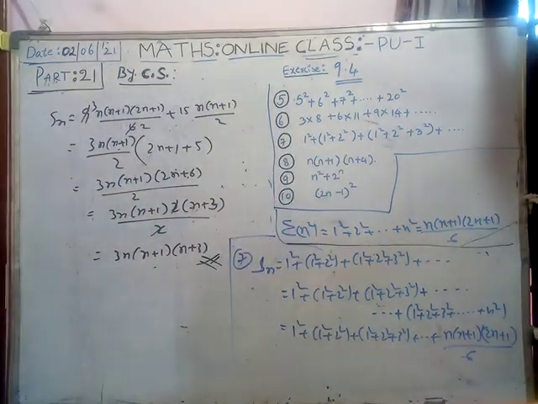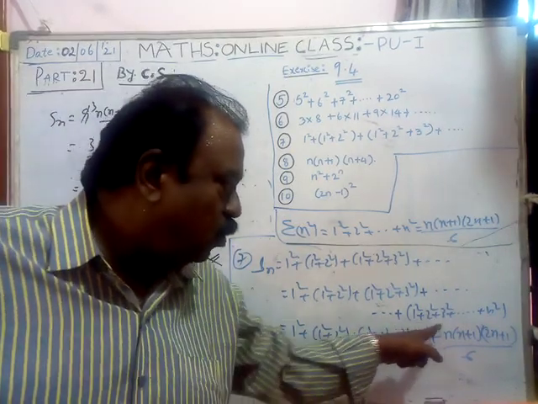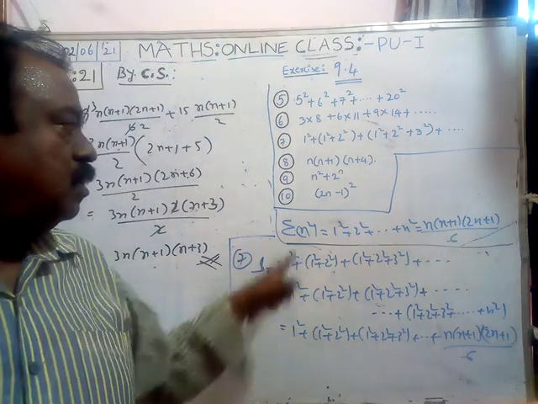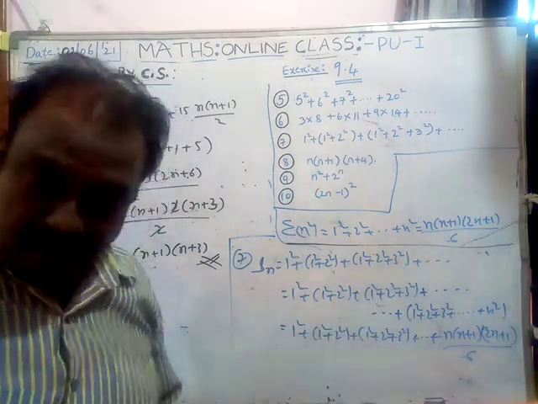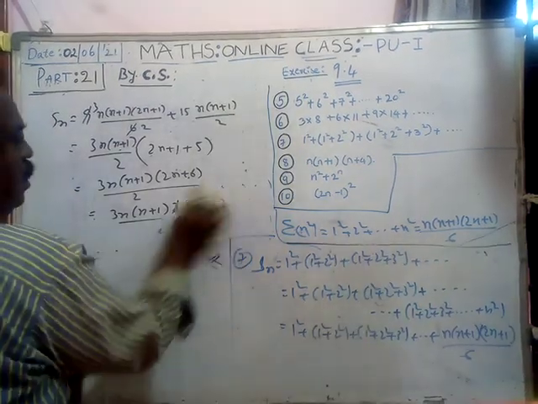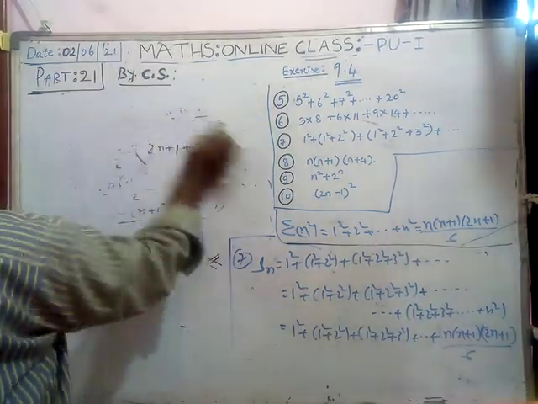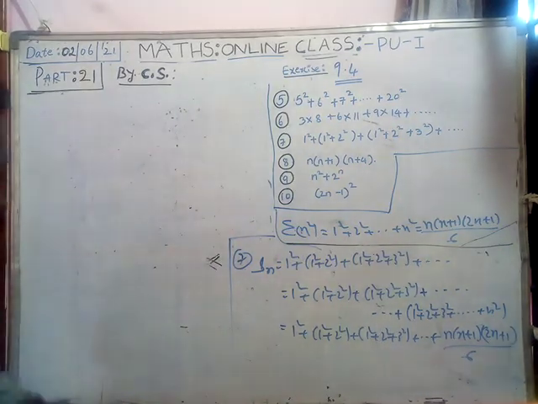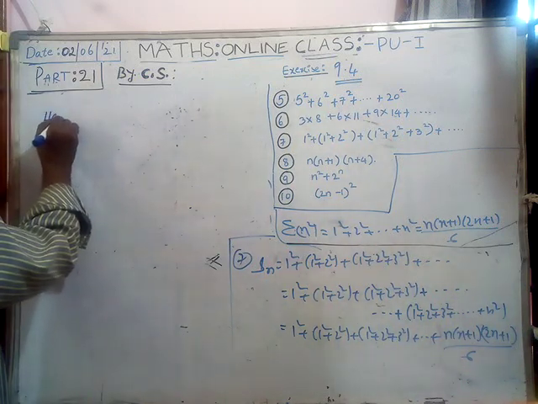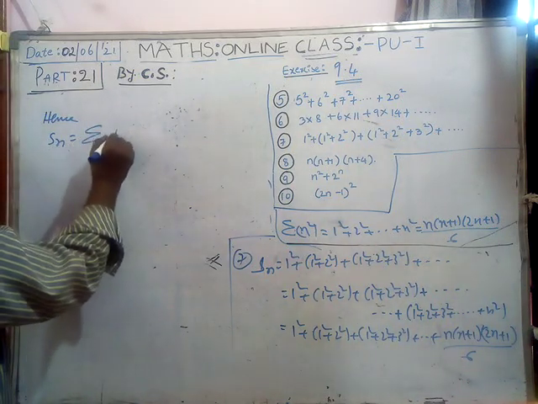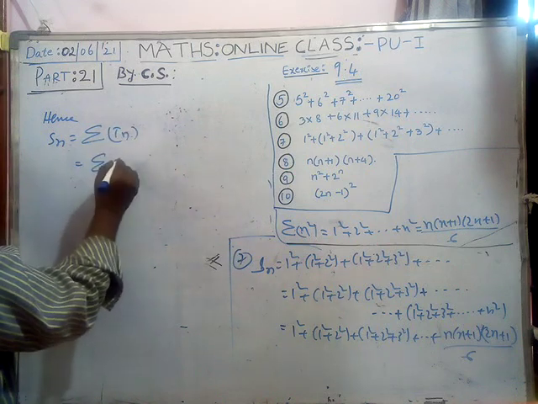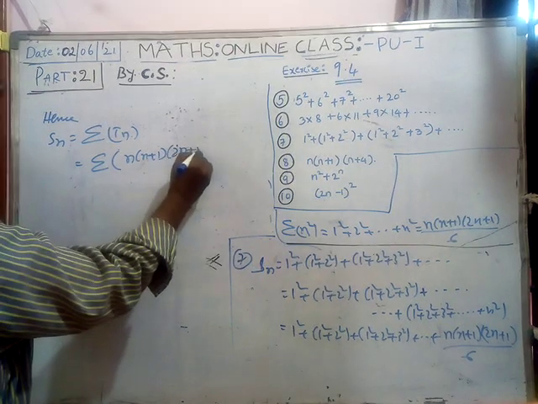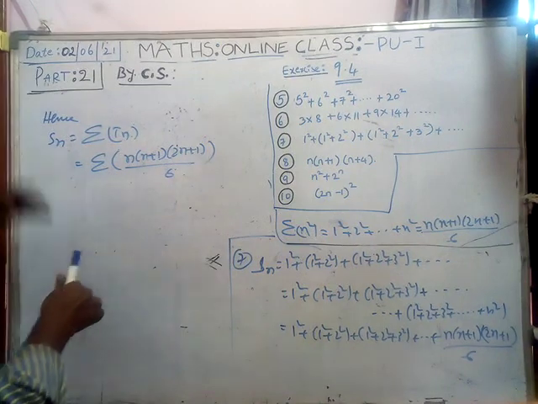Here we have to understand, this is the sum of squares of first n natural numbers. The formula is there. Okay? So that is Tn. Now Sn, as usual, what is Sn? It is sigma Tn. Hence Sn is equal to sigma Tn, and Tn is n of n plus 1 of 2n plus 1 by 6.